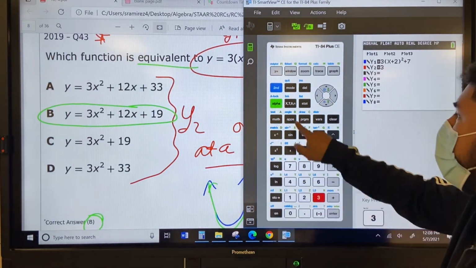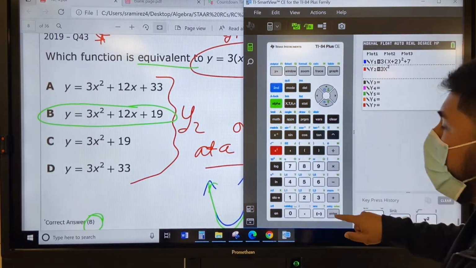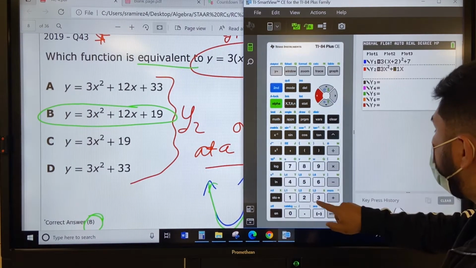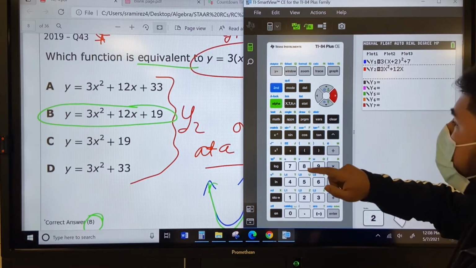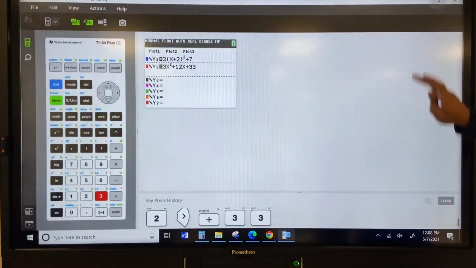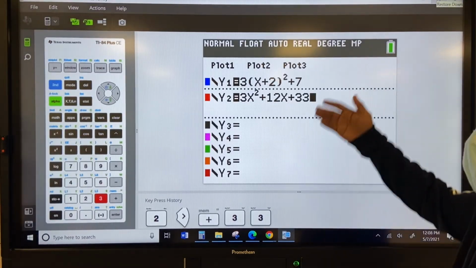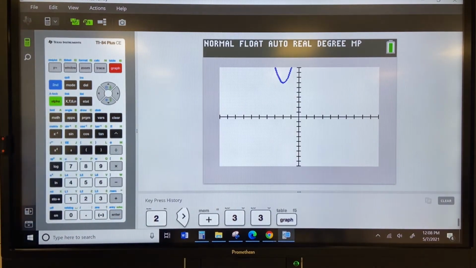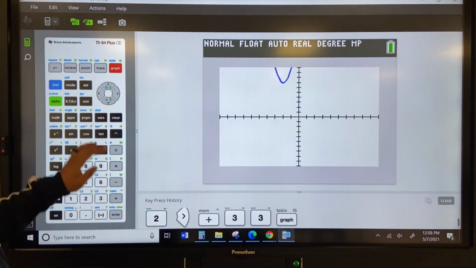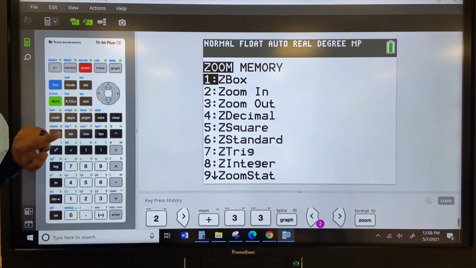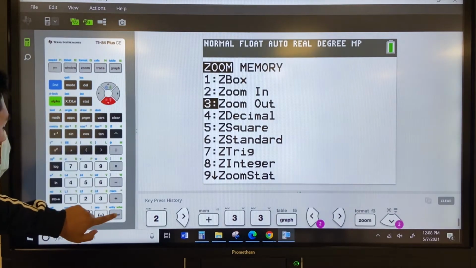So let's go. 3x squared plus 12x. Oops, that's 11. 12x plus 33. Okay, now let's look at this graph. I'm going to press graph, and we're going to see if they're the same graph. That's the first one. Second one didn't pop out. There we go. Sir, but I didn't see anything change. I know. Let's do it. Zoom out.